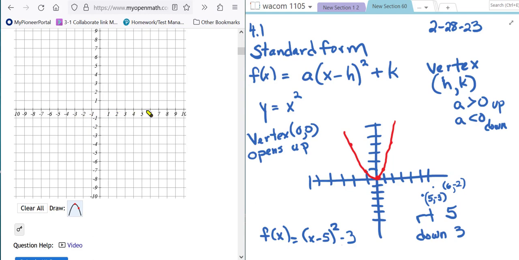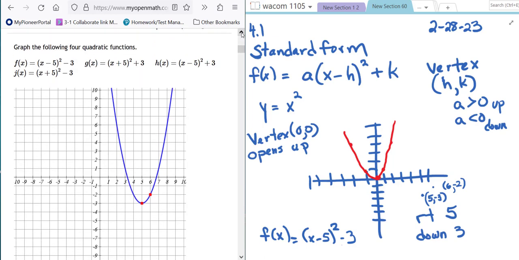All right, so 5, -3, and 6, -2. All right, and that's the first one, and that is by a transformation. I'm going to do the others with the vertex and knowing how they open, and then we'll need to get 1 point. So hopefully you guys have this part all down.